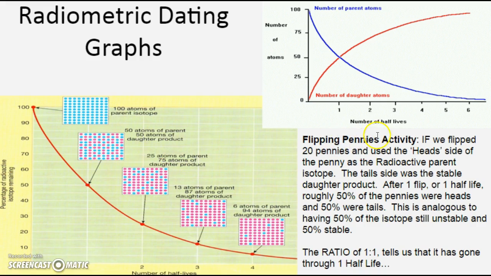Let's say we flipped pennies, because there's a flipping pennies activity that sometimes we get to, sometimes we don't. If we flip 20 pennies and use the head side to represent the radioactive parent, the tail side would be the stable daughter. After one flip, or one half-life, roughly 50% of the pennies would be heads up and 50% would be tails. This is analogous to having 50% of the isotope that is unstable and 50% stable. Your ratio of 1:1 tells us that it's gone through one half-life. We could continue flipping the head side and we would see roughly 50% again. Half of it would decay.